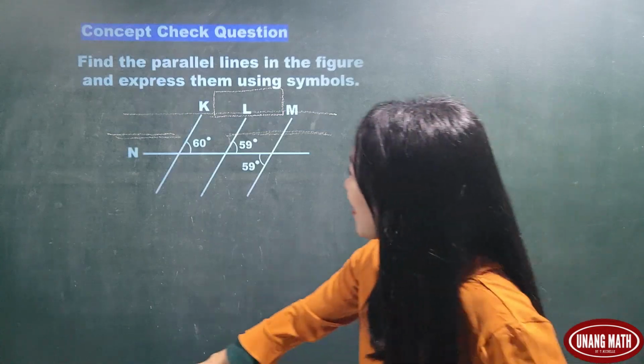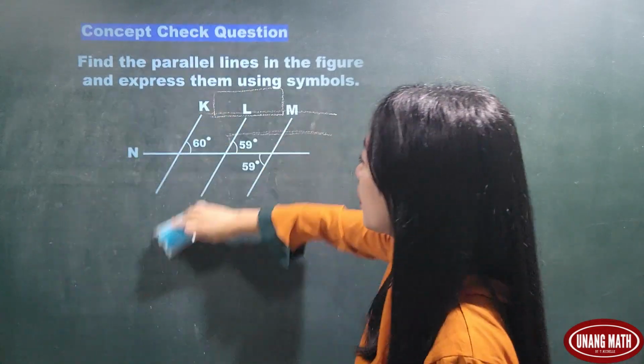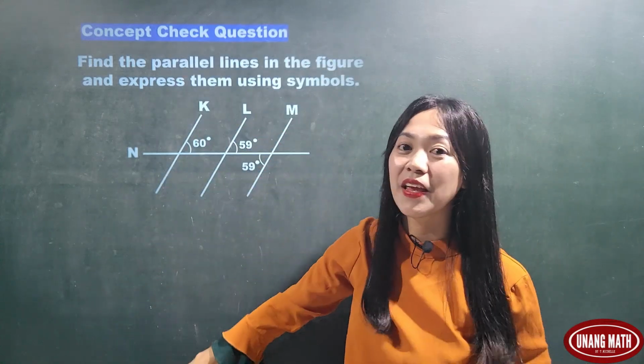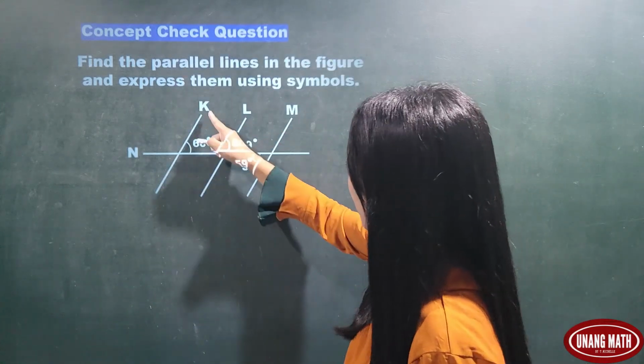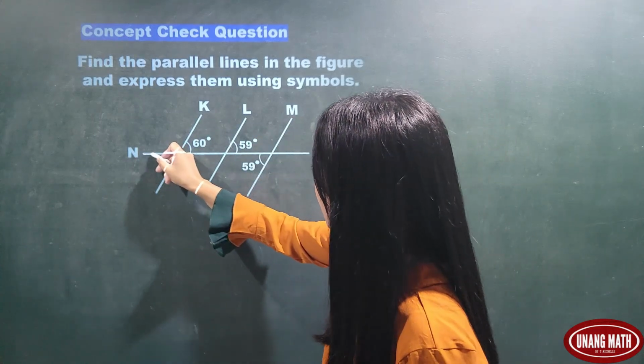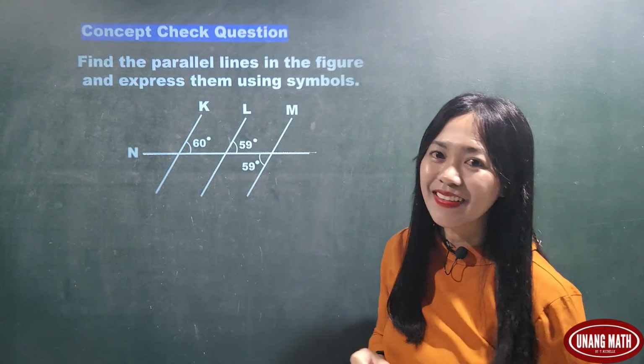Okay, now let's answer this concept check question. We will find the parallel lines in the figure and express them using symbols. We have line K, line L, line M, and line N.